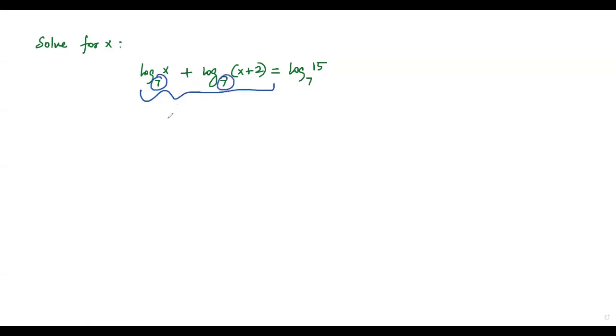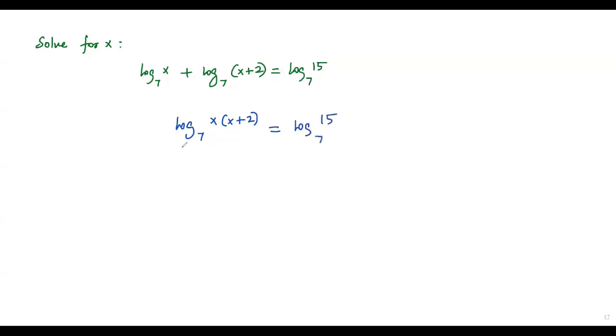same base 7. So here we can use the product rule of logarithms. Whenever we add two or more logarithms with the same base, we can write the logarithm once with the base we have for the logarithms, and then multiply the arguments. That is x times (x + 2). So this is the product rule of logarithms, and I am writing log 15 to the base 7 on the right side as it is.